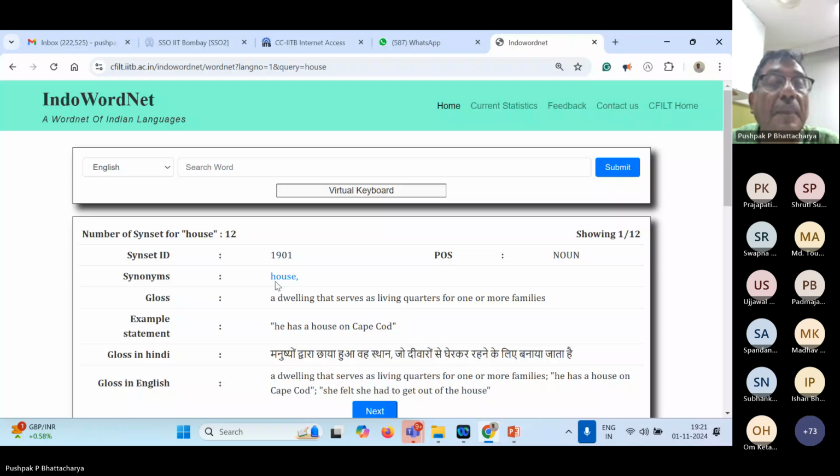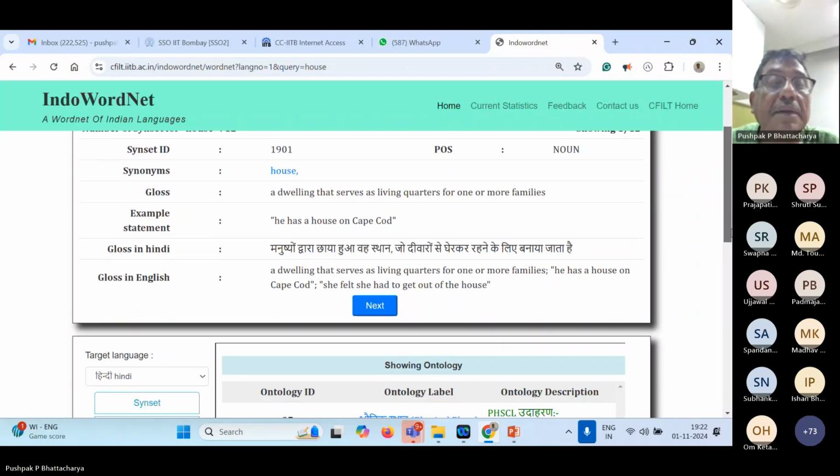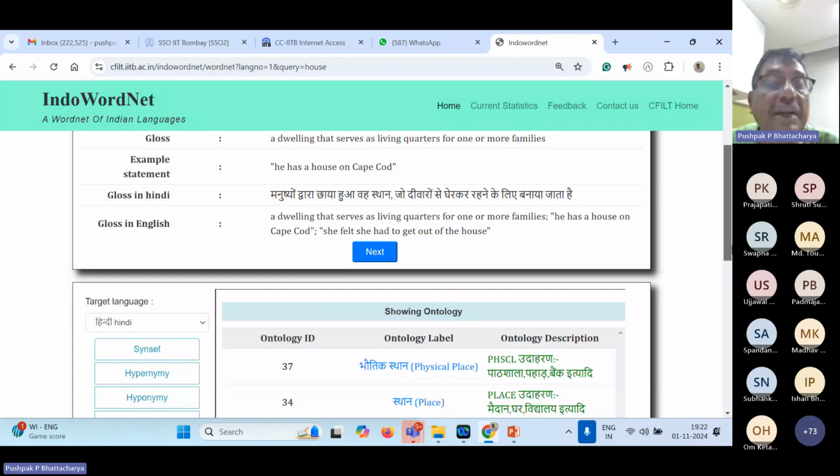So see the structure. It is first given an ID. This is 1901. The part of speech is noun. It has the synonym set, the set of other words with the same meaning. Now the gloss is an explanation for the sense that is being depicted: a dwelling that serves as living quarters for one or more families. An example sentence comes in: he has a house in Cape Cod. Then the gloss in Hindi, and then the gloss in English.